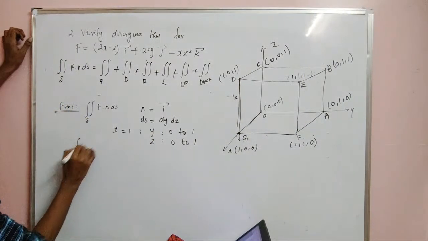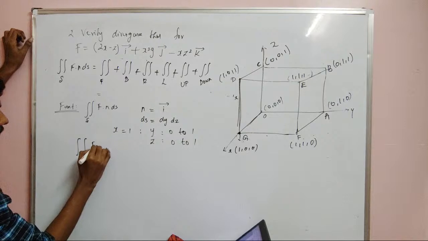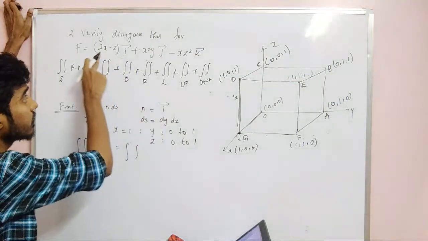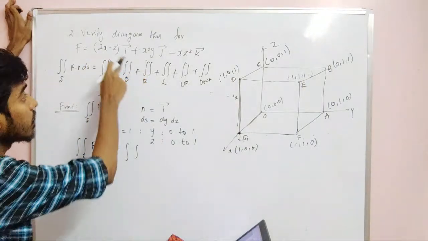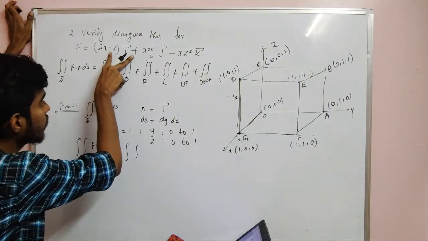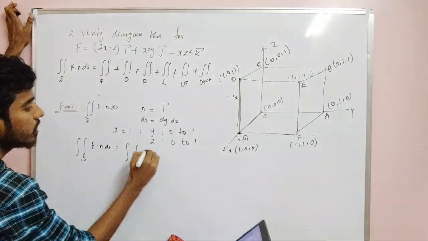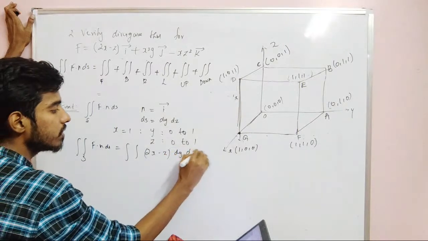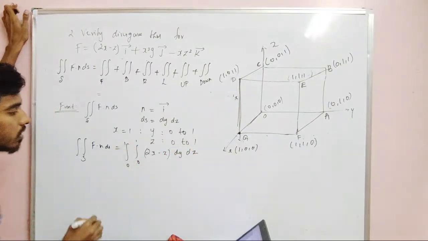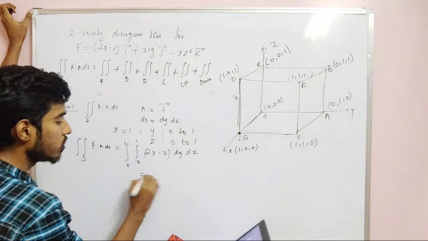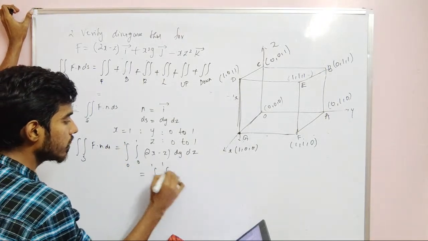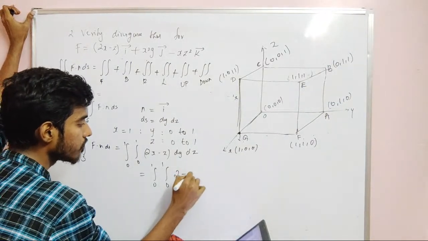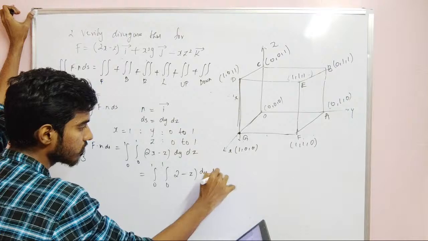So what will be my double integral over S of F dot n dS? F dot n with n equal to i, and our F is 2x minus z, when you make a dot product with i, we have only 2x minus z, and our dS is dy dz, and y varies from 0 to 1, and also we have x equal to 1. So this value will be the integral from 0 to 1 of 2 into 1, so we will have only 2 minus z dy dz.